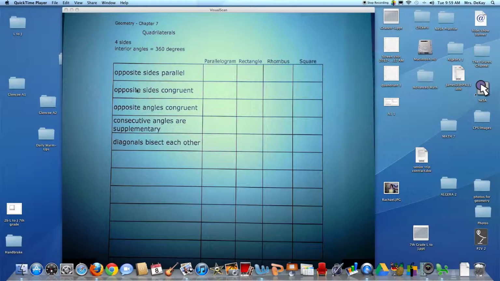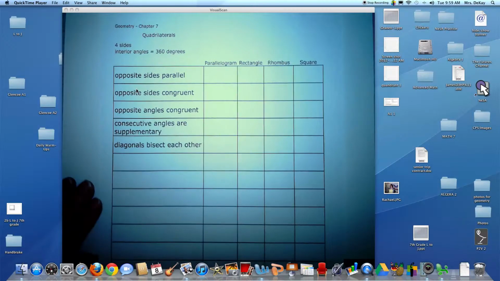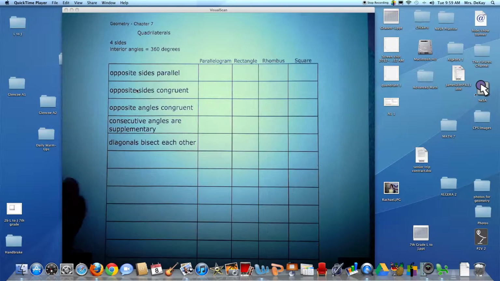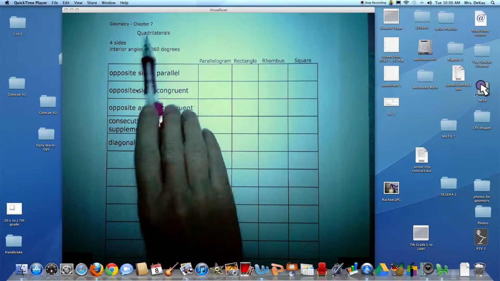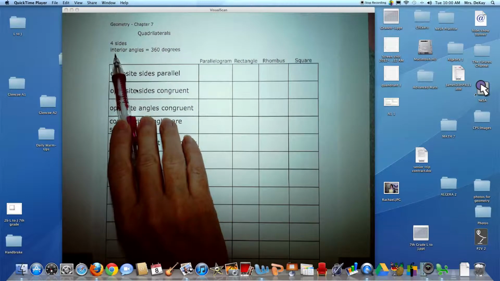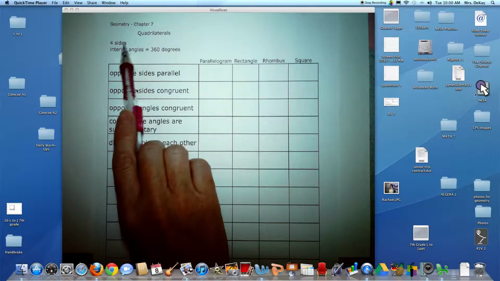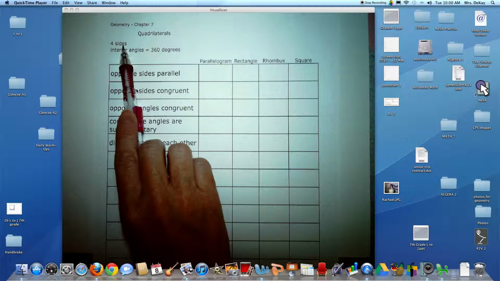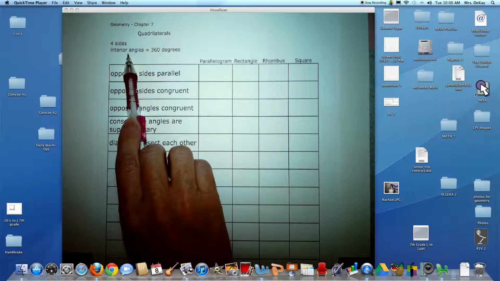Okay, what I've done here is made a little chart so that we can organize our thoughts about parallelograms. Notice I titled the chart quadrilaterals, because we're going to talk about quadrilaterals today. All quadrilaterals have four sides and all of their interior angles add up to 360 degrees. This is not special to parallelograms. This is true of any quadrilateral.